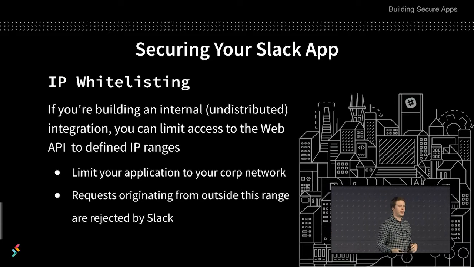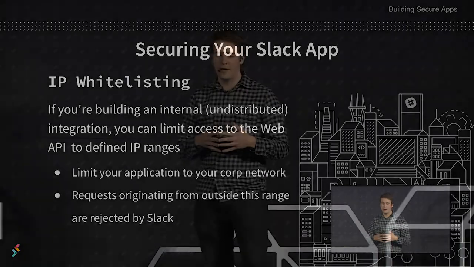As Kelly mentioned, we have a token nuker that sits and looks at GitHub all day and watches for tokens and deletes them and invalidates them. But if your token gets breached in another way, if it gets published in another way, it won't be able to be abused because of this IP range restriction. Requests originating from outside the range that you specify are rejected by Slack. So they are not allowed to use the API.